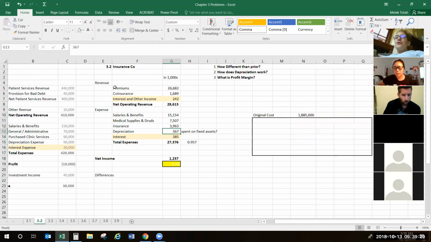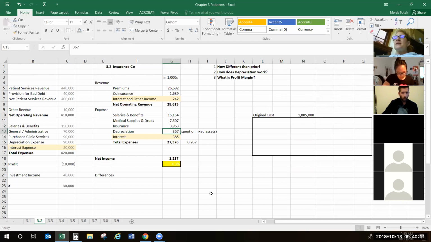Now it's asking you, when you look at this P&L and you see the amount of $367,000, does that represent the purchase of a fixed asset? That's what it's asking you. It's that simple. Is that the purchase of a fixed asset? Like, was that the amount of money used to buy that? Exactly. That's what it's asking you. And so what do you think the answer to that is? No. Right? It's no.